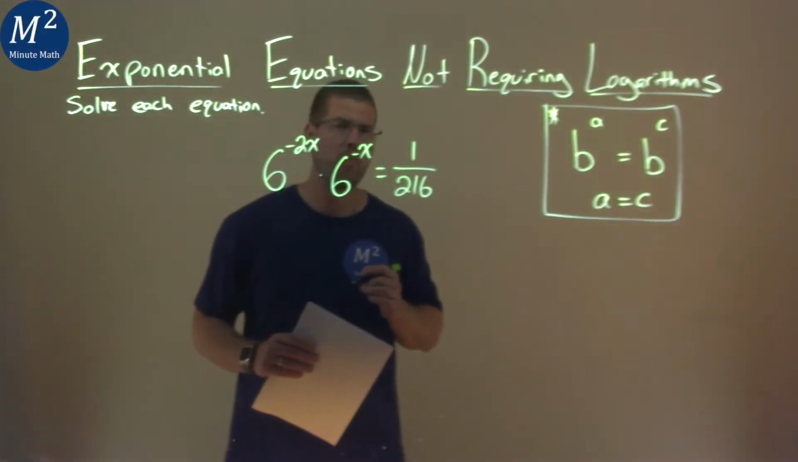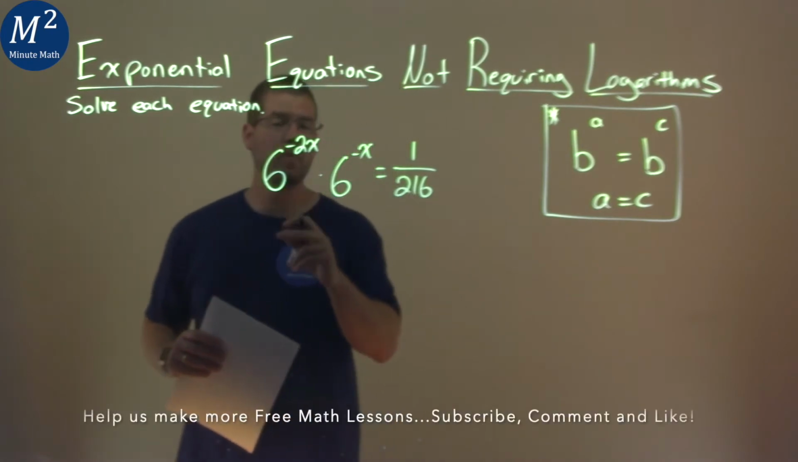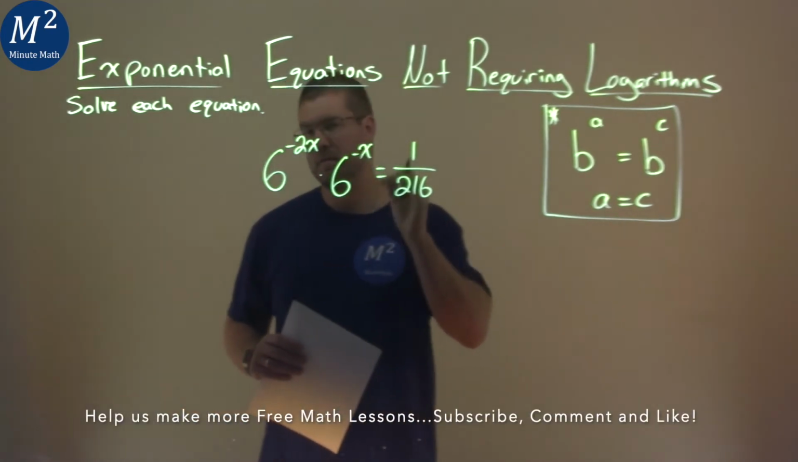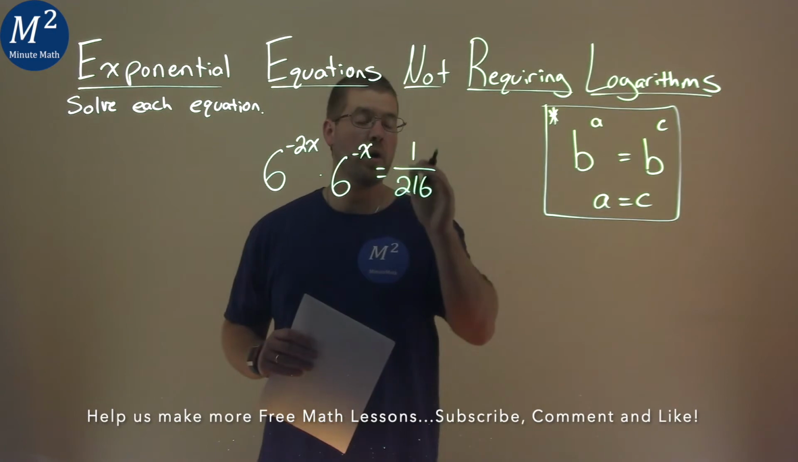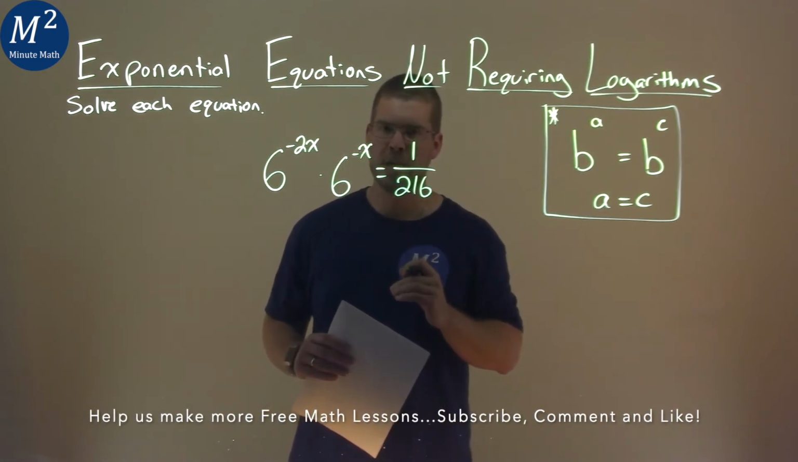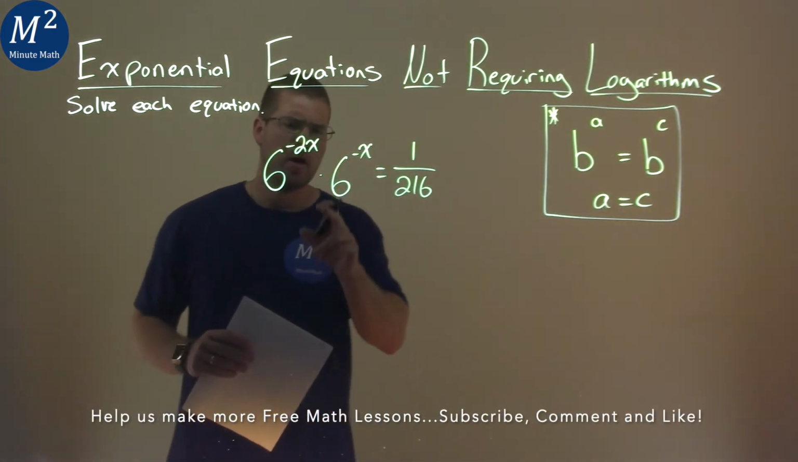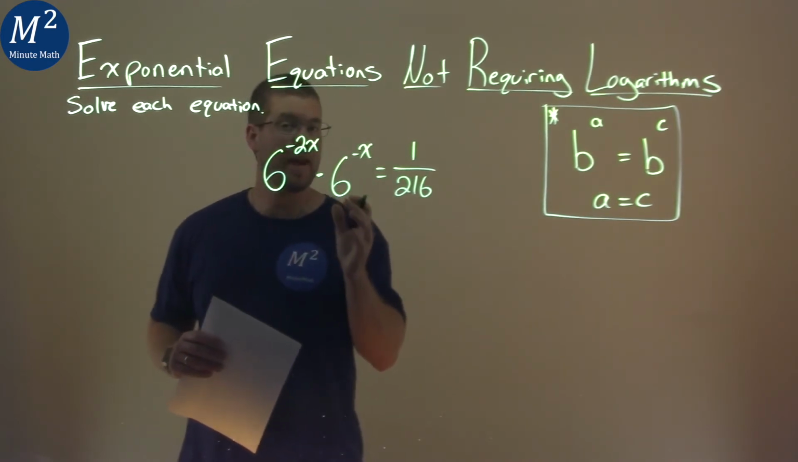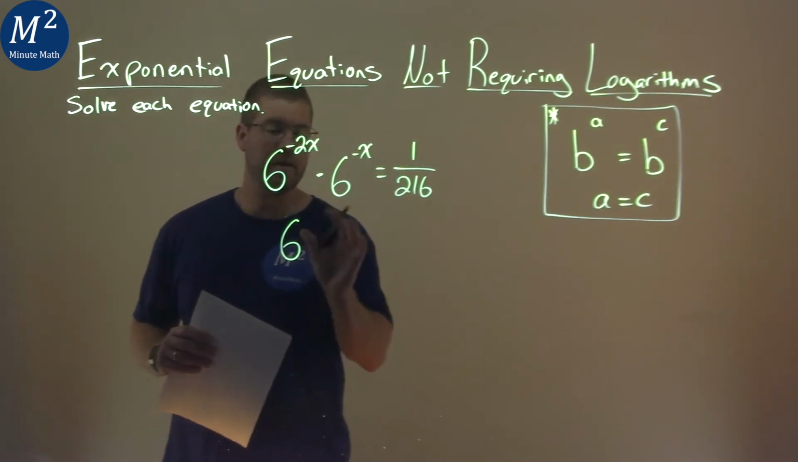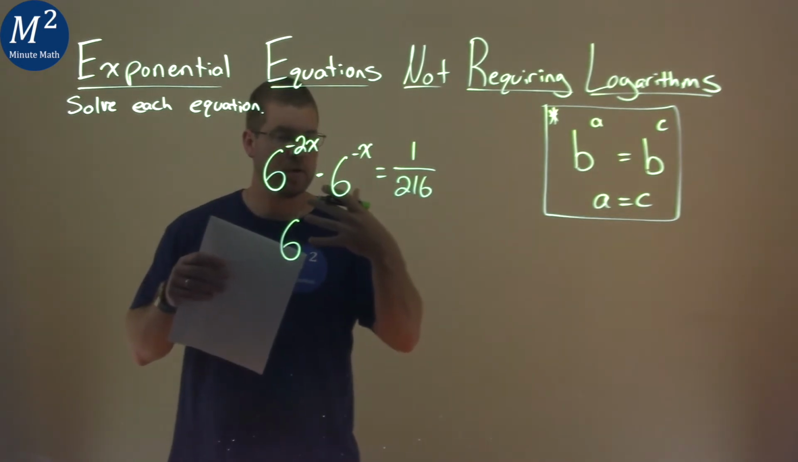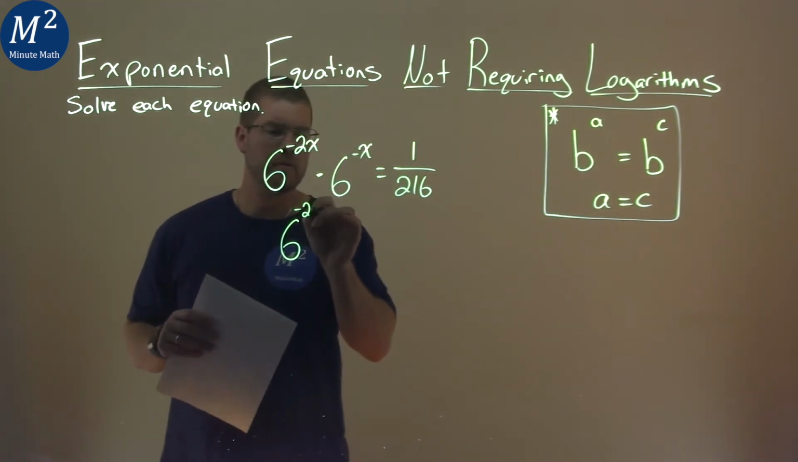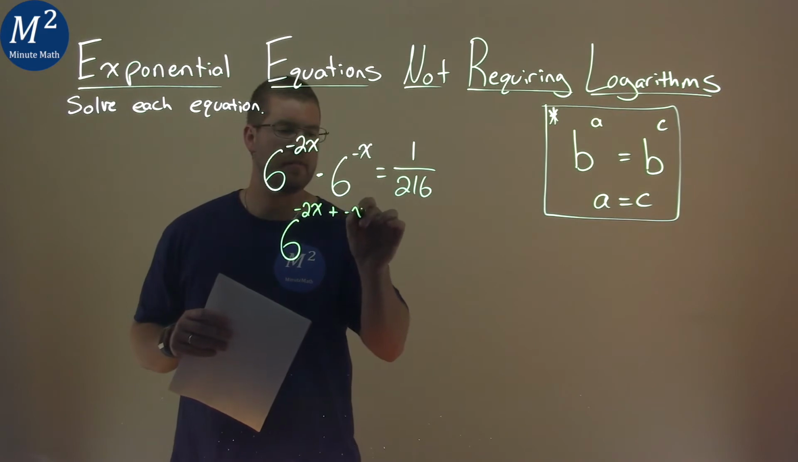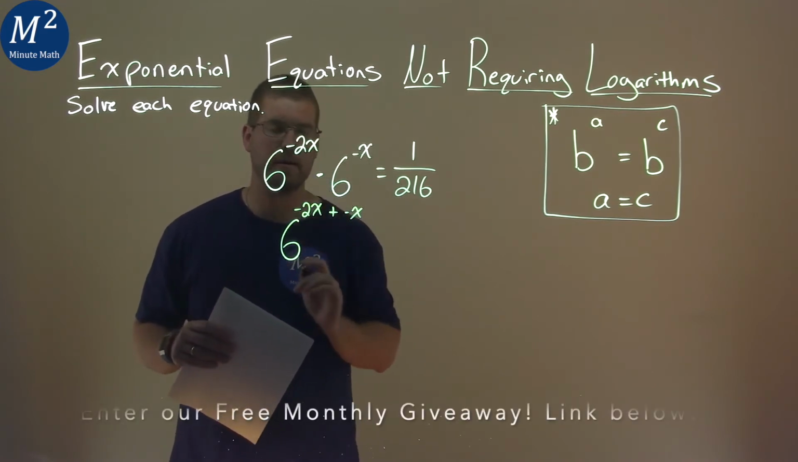We're given this problem right here, 6 to the negative 2x power times 6 to the negative x power, and that's equal to 1 over 216. And we have to solve this. Well, our rules state we have multiplication here, and we have the same base. When that happens, we keep the same base if we want to combine it to be one part here, and we add the exponents, negative 2x plus a negative x. You see how they come down here.